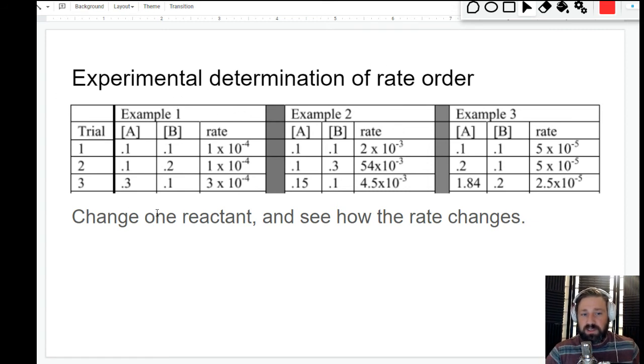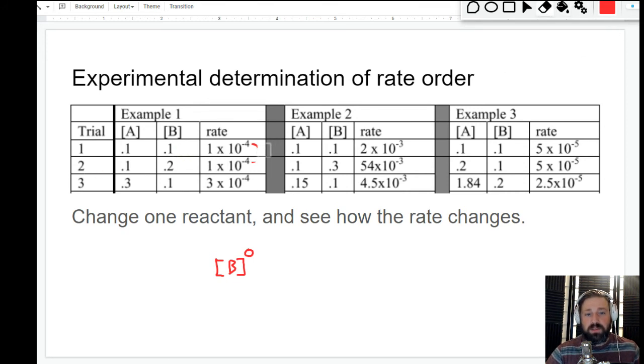Let's just look at this first example here. We're going to run 3 separate trials. I'm going to have one where the concentrations are the same, and I'm going to get a rate. For trial 2, A stays the same, but for B, I'm going to double the concentration. If it's 0th order, nothing happens to the rate. If it's first order, it's going to double as well. If it's second order, it's going to quadruple. So what happens to the rate? I double B, nothing happens to the rate, which means B is 0th order.